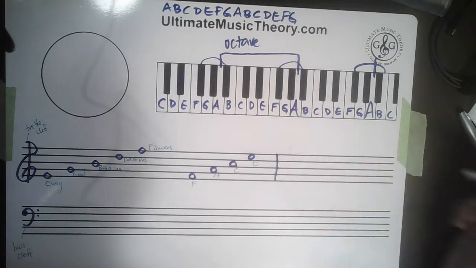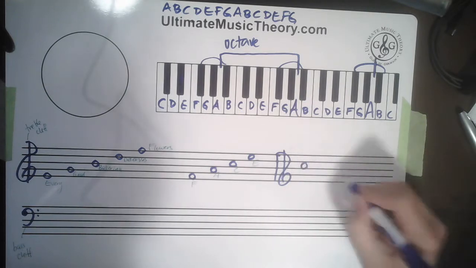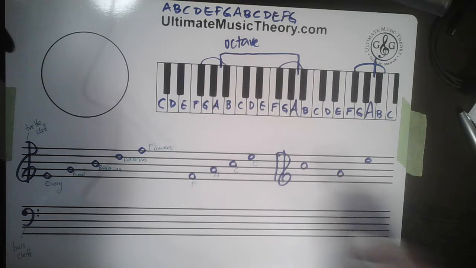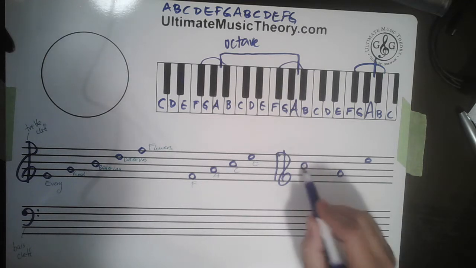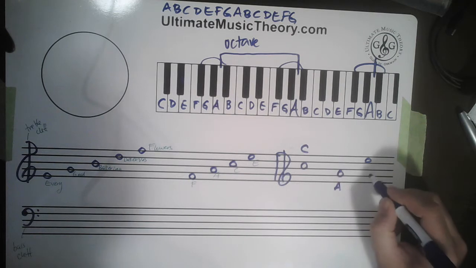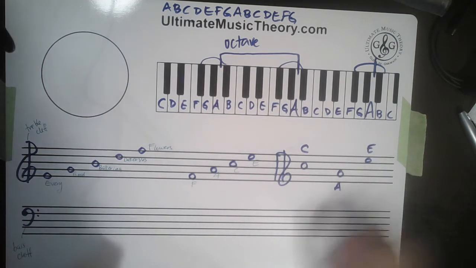So again, if we're in the treble clef and you're given notes like this, well, this is the third space, so it's F, A, C, F, A, F, A, C, E. Okay, so that's how we name notes.